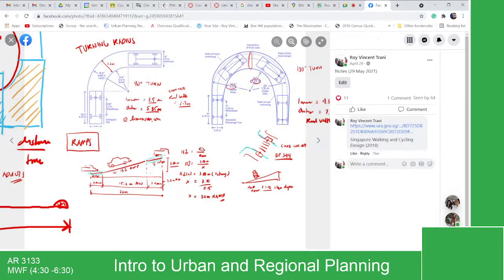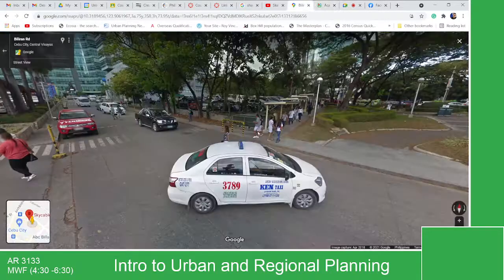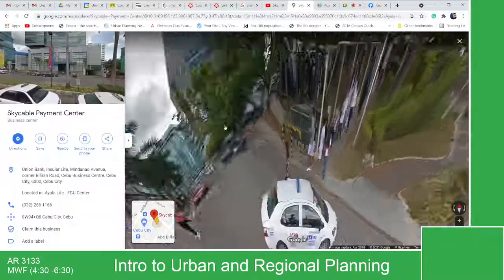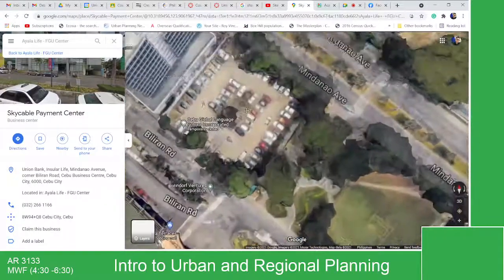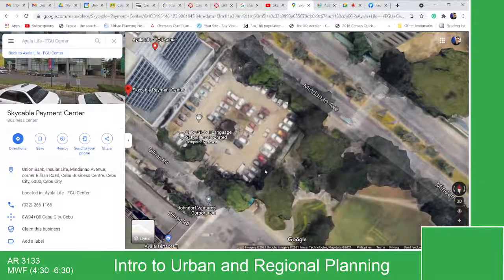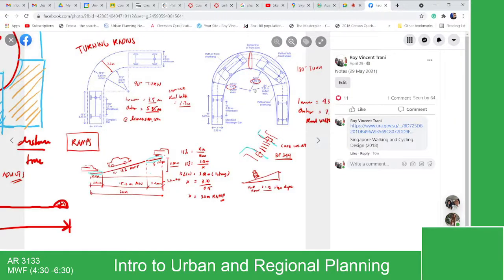And that will be challenging given that your site over here is 40 by 44. So the longer side is 44, the shorter side is 40. So it's almost a square. And then you'll need to incorporate a 20-meter ramp plus all the turning radius. So make sure to incorporate your turning radius here.